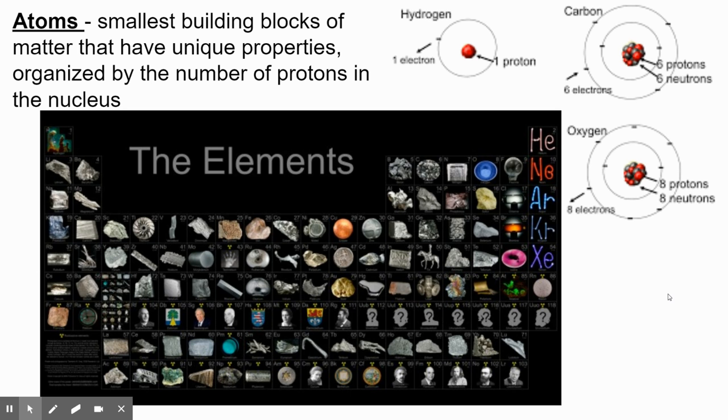So it's a really, really important thing to understand that atoms are organized by number of protons. The number of protons defines the element. It's going to become really important in the next unit, not so much in this unit. But I'm a chemistry guy. I was majoring in chemistry, so it's something that I really emphasize.